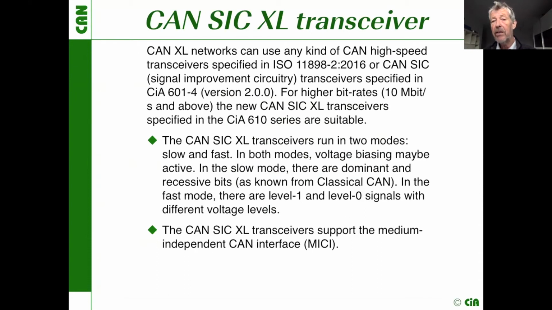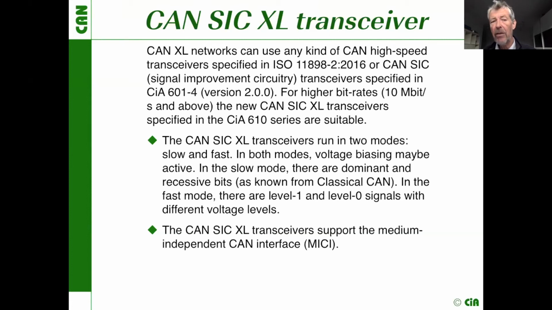Other options, you can use standard CAN high-speed transceivers as you know them from the past. You can use all of those flavors which are specified in ISO 11898-2. This includes those with a maximum capability of 1 megabit per second, but also those which have more restrictive parameters, which can support 2 megabit or 5 megabit per second. In addition, CAN XL controllers can also run with CAN SIC transceivers.